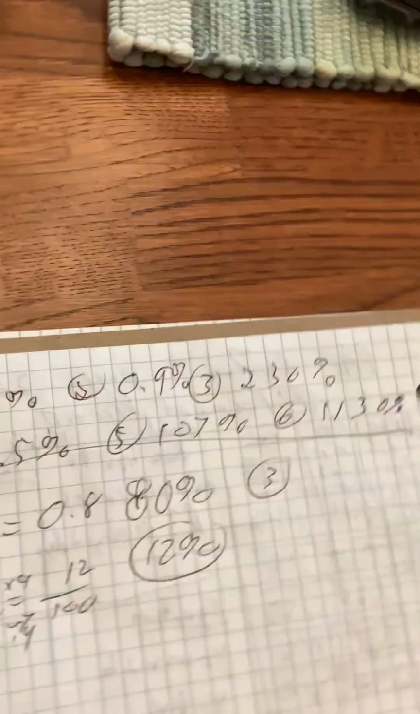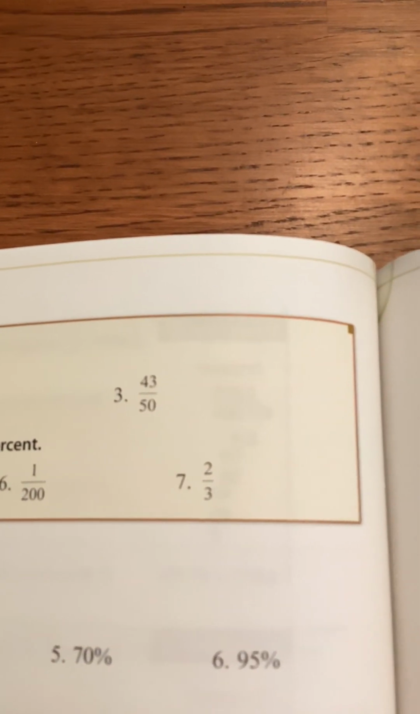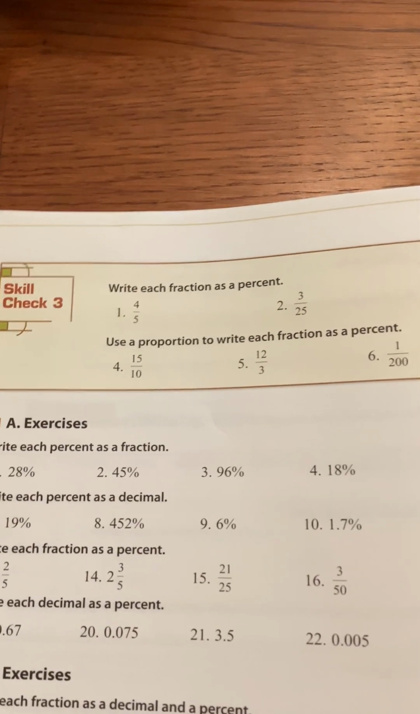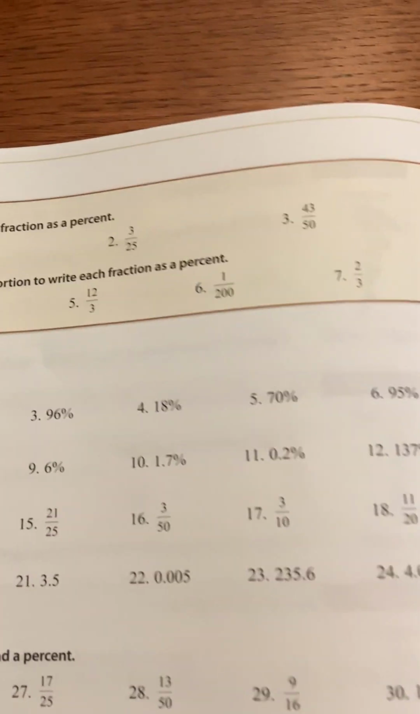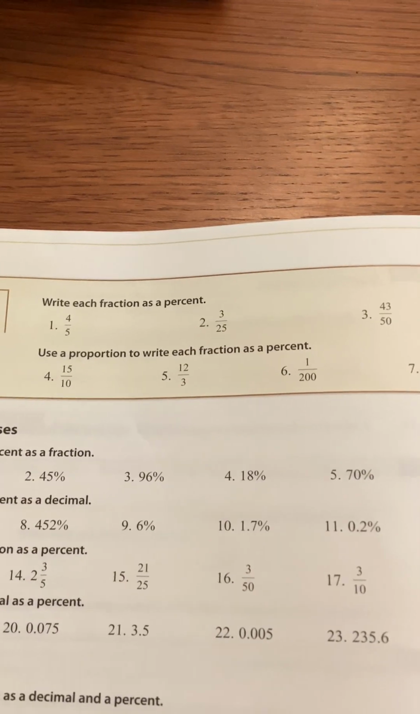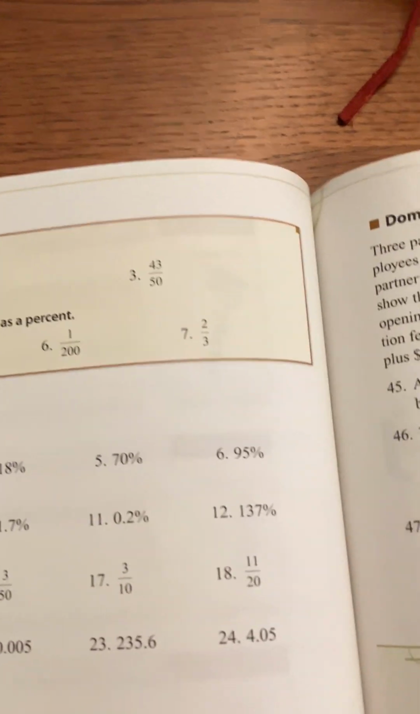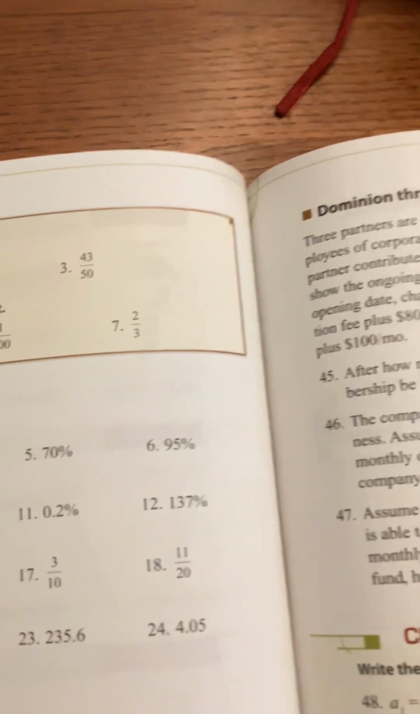Number 3, 43/100, just double. That's 43/50, that's 86/100. So that's just going to be 86%. I can just do that in my head, that's too easy. Okay, use proportions. And so number 4 here, 15/10, you want to write it as a percent? Well, let's just get to 100. That's just times 10 times 10, that's 150. So that's 150%.